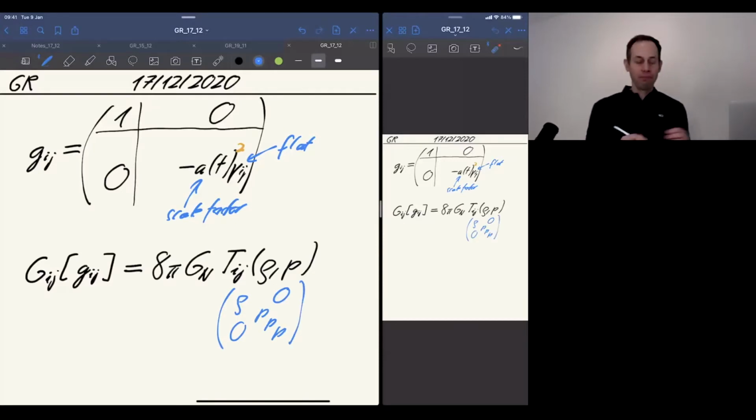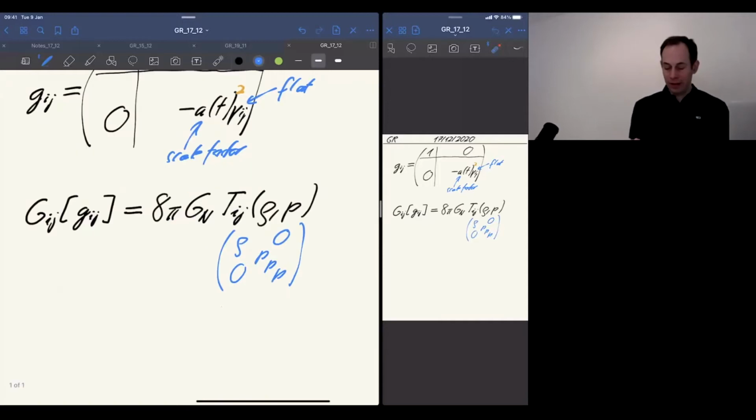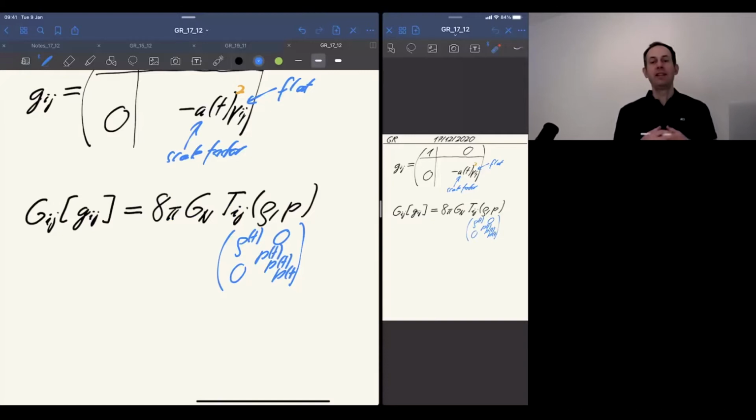And of course, it's again isotropic and homogeneous. So all these things only depend on time, but not on space. So maybe I could write here rho of t. So the density of the matter could change over time as the universe evolves, and also the pressure, but there are no spatial dependencies here.